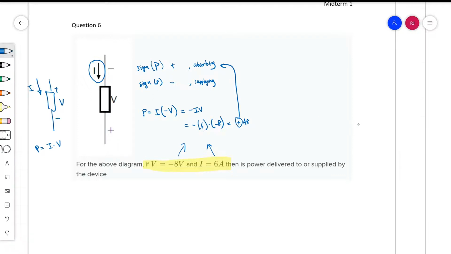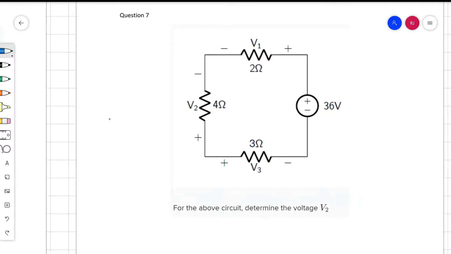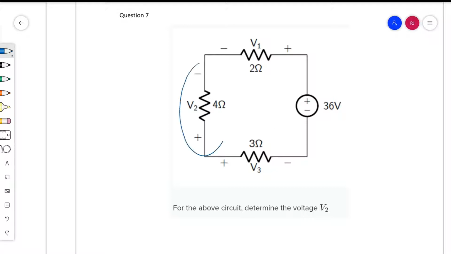And now we will move on to question 7. Okay, so in question 7, we're given a circuit diagram and we are asked to determine voltage V2.